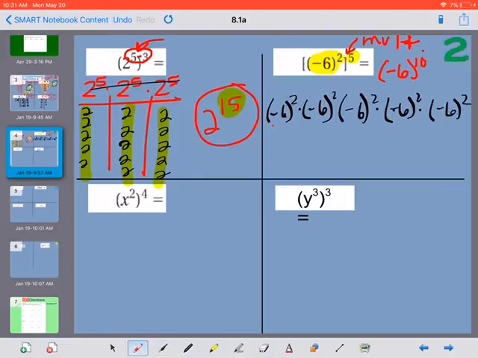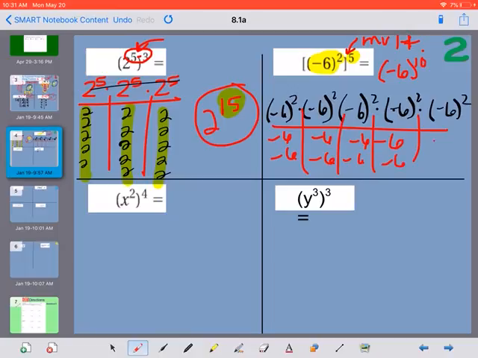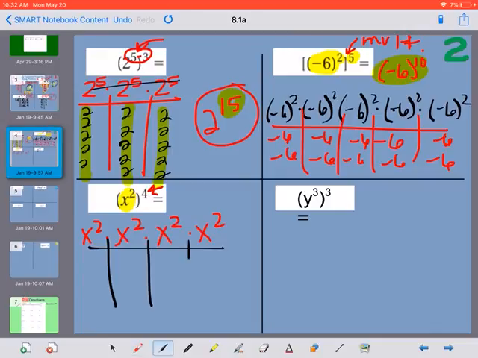And that will give us how many negative 6s? Well, each of these is 2 negative 6s. So we have 2, 4, 6, 8, 10 negative 6s, which is the same answer we got up here by just multiplying our two exponents. So if we wrote this one out, we'd write x squared 4 times: x squared, x squared, x squared, x squared. And if there's an exponent, we can keep going.